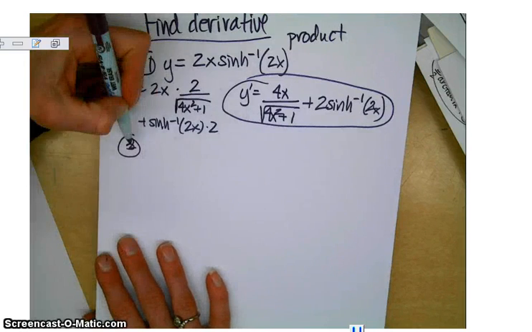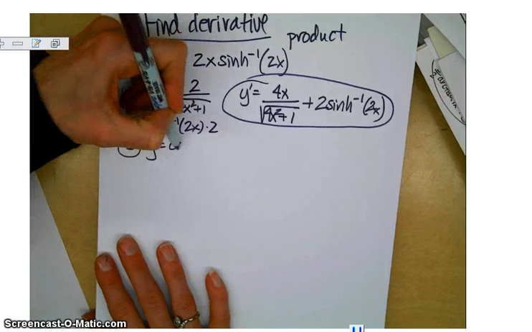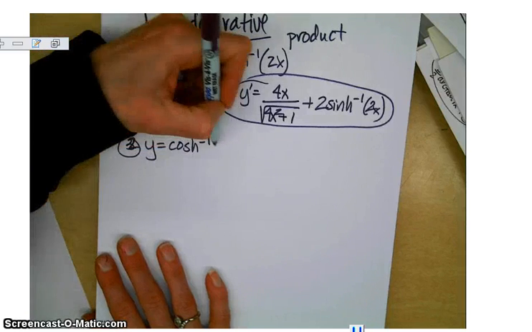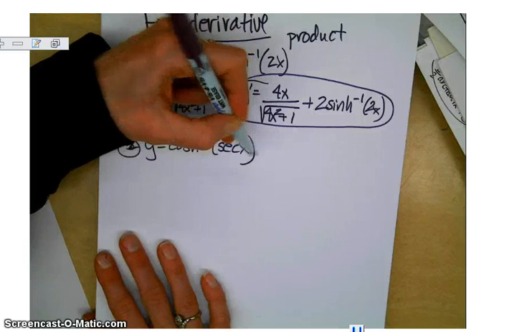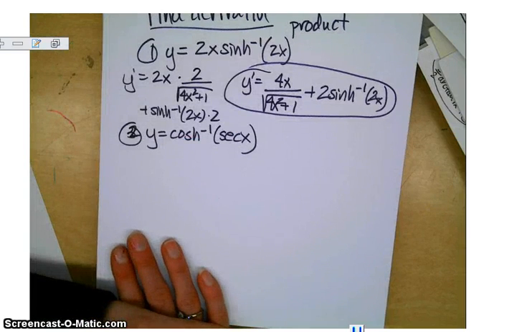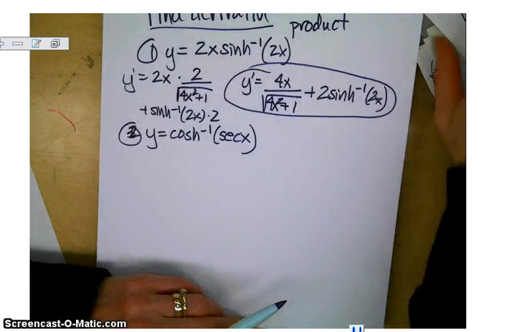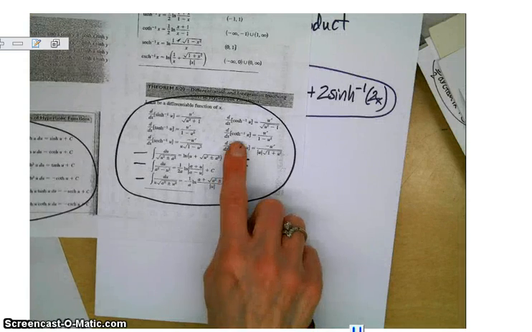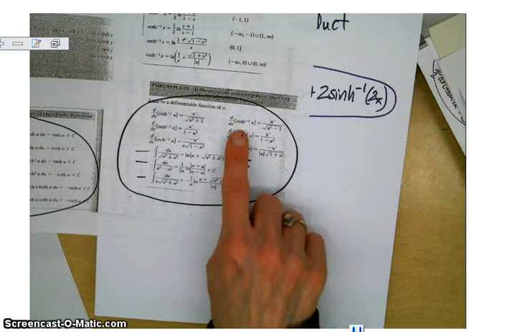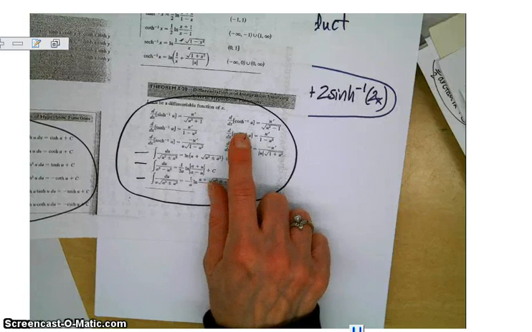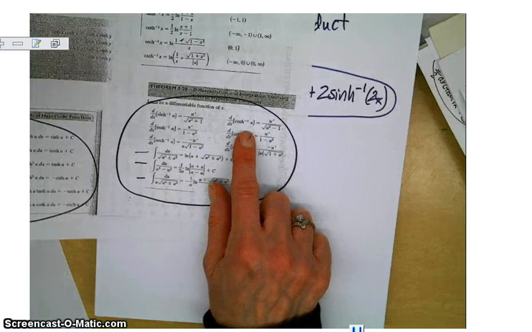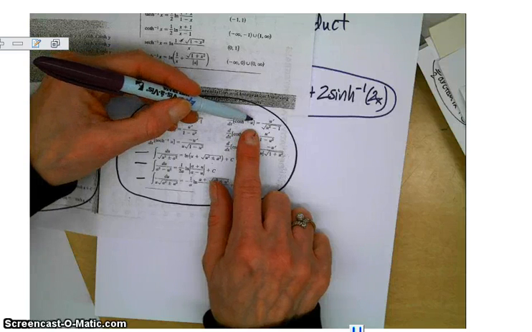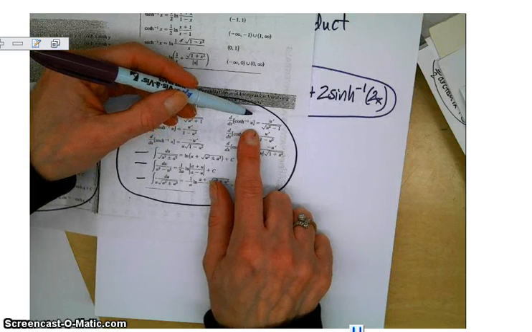Okay, so we'll look at one more of these. y equals the inverse hyperbolic cosine of the secant of x. Okay, so what rule are we going to use here? Chain. Actually, we can just use the inverse hyperbolic cosine rule. She fooled all y'all. If it is the chain rule, what you need to realize is that these rules, the inverse hyperbolic cosine of u, it does the chain rule for you.